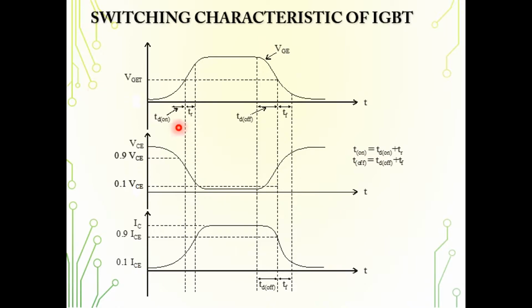So your total on time is the delay during on and the rise time, which is usually taken to be around 90% of the maximum current, and off time is from 100 to 90% of the output current, and from 90 to 10% you call it as the fall time. So this total clubbed together gives you the on time and off time. So this is your on time and this is the off time.